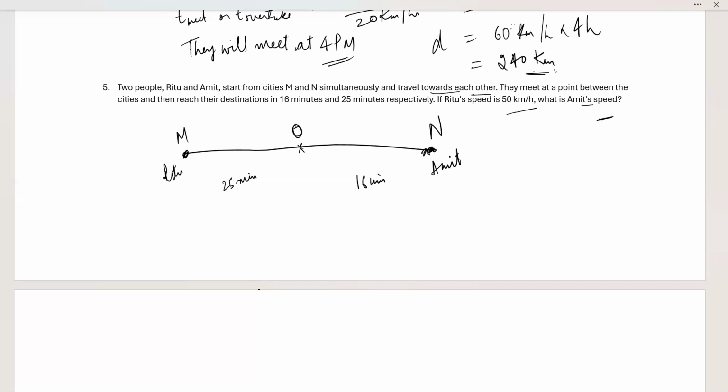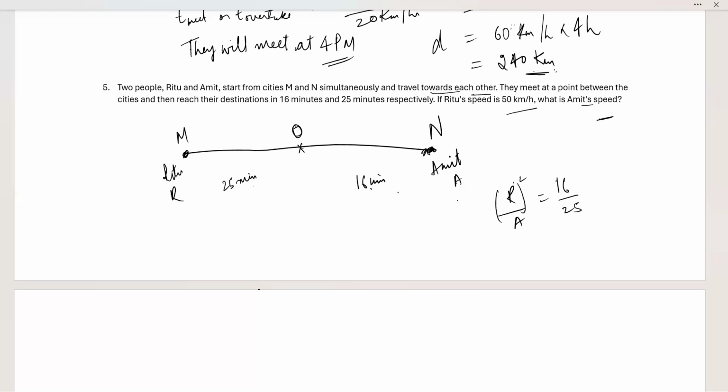So again, directly applying the result that we observed just now. मैं ऋतु की स्पीड को R बोल देता हूँ और अमित की स्पीड को A बोल देता हूँ. So R by A का स्क्वायर इज इक्वल्स टू 16/25. So see, यहाँ पे यूनिट सेम होने चाहिए. मैं आर आई कुड हैव टेकन them in hours also. It would have made sense.